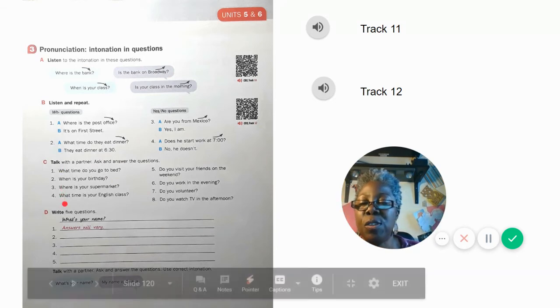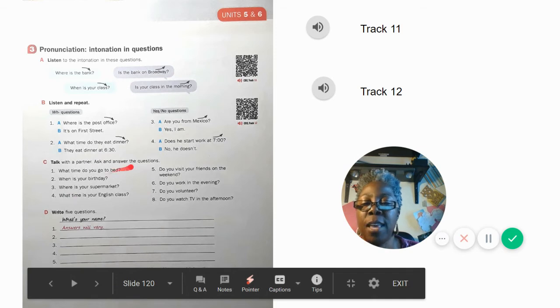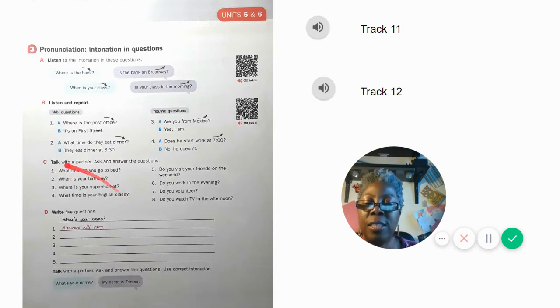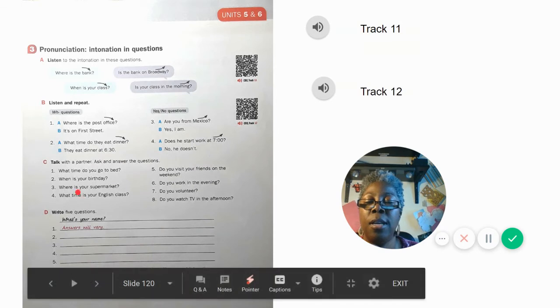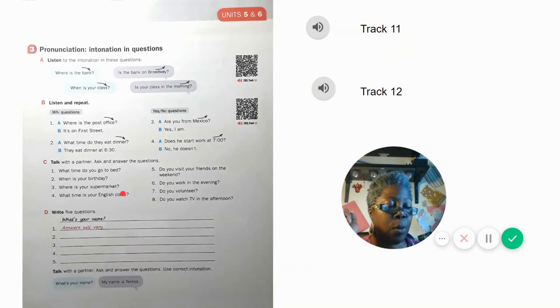Okay? So you'll notice over here we have WH questions, and over here we have yes or no questions. So these WH questions, when you ask them, the intonation is going to go down. These yes or no questions, when you ask them, the intonation is going to go up. Okay? And remember, intonation means your voice either goes up or down at the end of a question. All right.